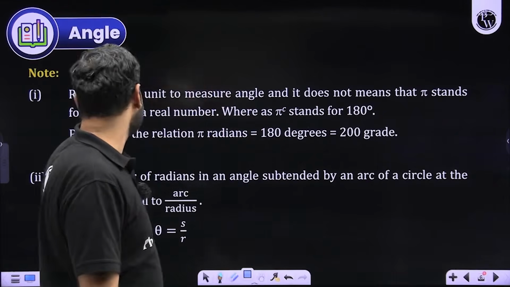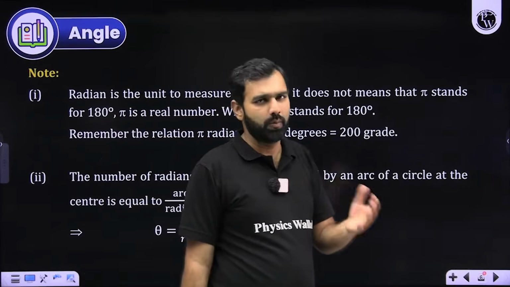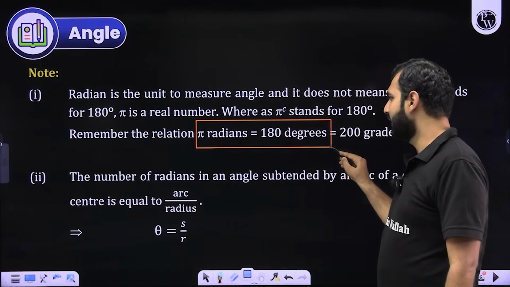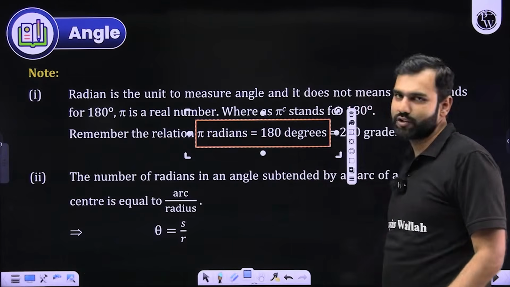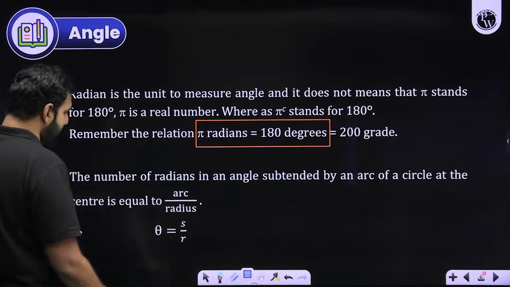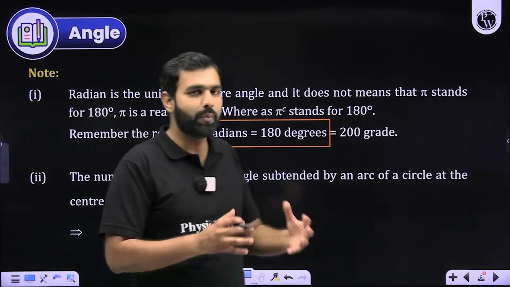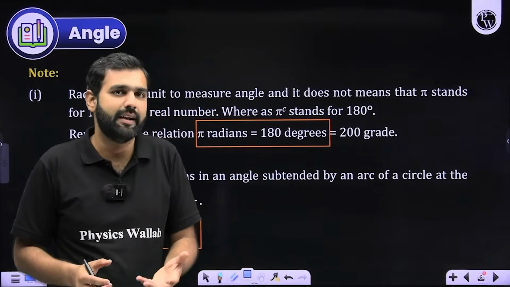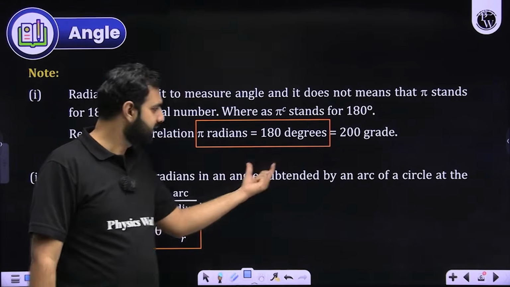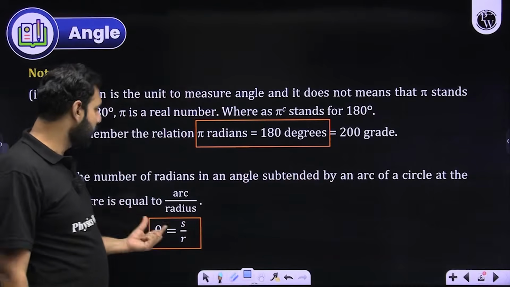Along with this, do remember that there is one more unit, which is almost obsolete. We deal with these two units, pi radian and 180 degree. That's the most important conversion which you should remember. Of course, if I wish to make you understand how you measure or define a radian, then the standard definition of a radian will be this: the angle subtended by an arc of a circle at the center, which is equal to its radius.